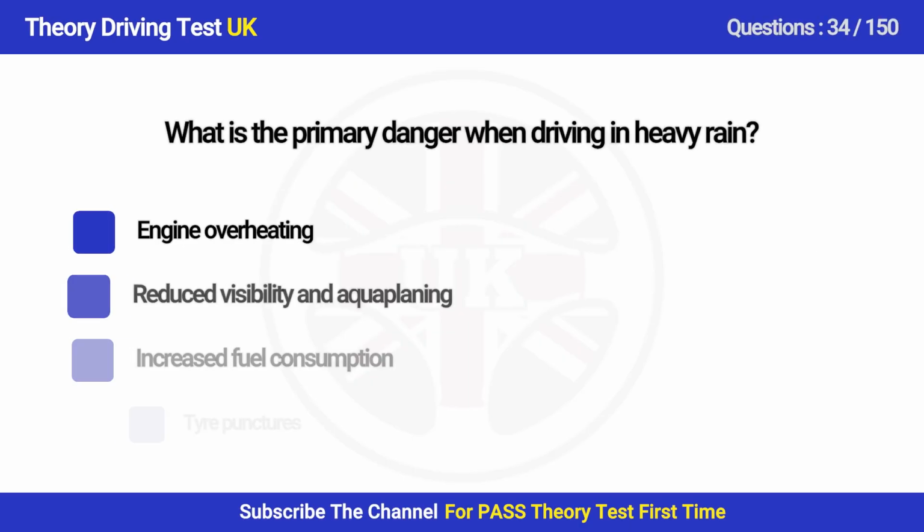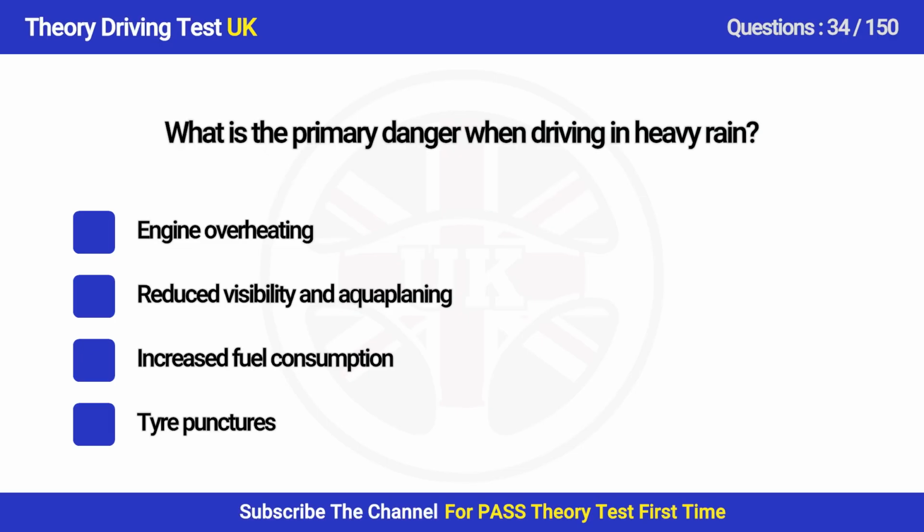Question 34. What is the primary danger when driving in heavy rain? A. Engine overheating. B. Visibility and aquaplaning. C. Increased fuel consumption. D. Tire punctures. Answer is B. Visibility and aquaplaning.